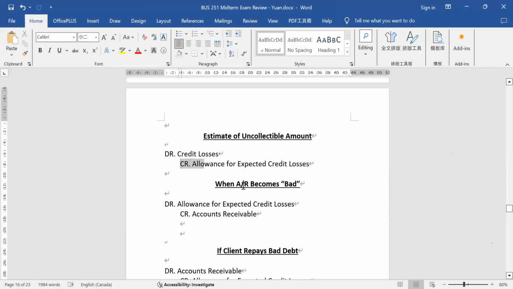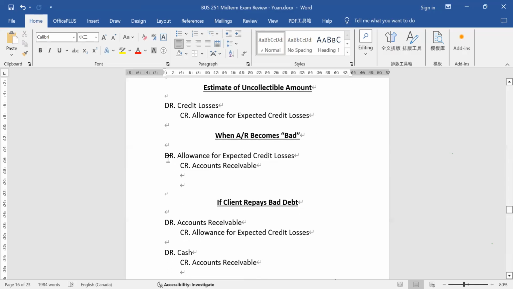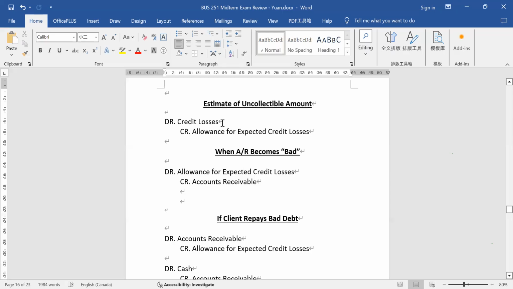But you can just write this name, it's similar. And when this account receivable really becomes bad, when it does go bad, we have to write it off. So what we do, we debit allowance for expected credit losses, and we credit account receivable. Because account receivable is a kind of asset, you credit assets to show that your assets go down. And here, because credit losses is a kind of expense, you debit expense to show it goes up.